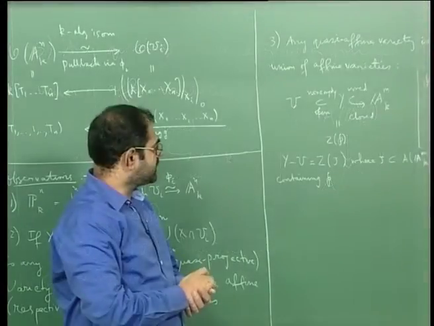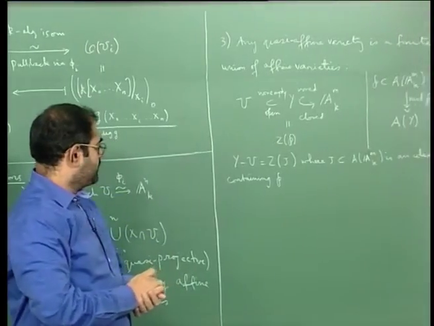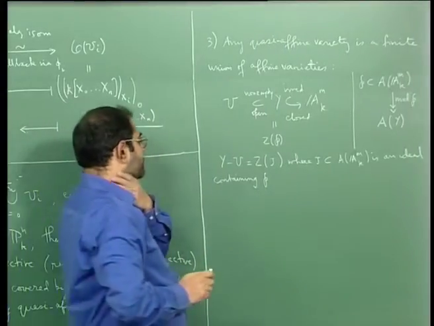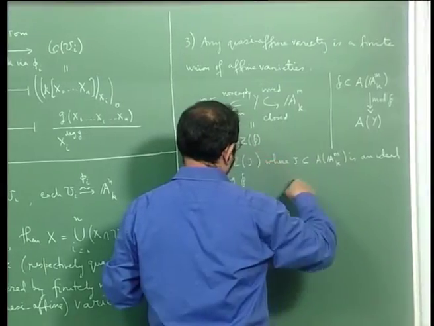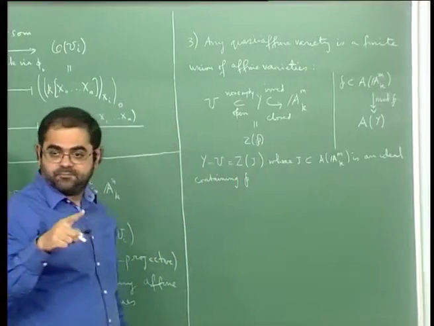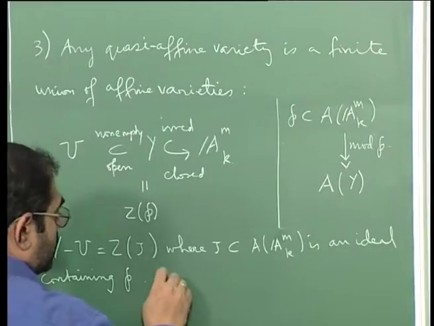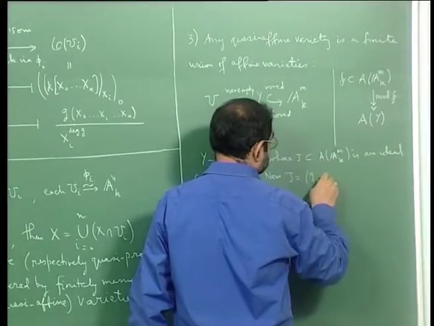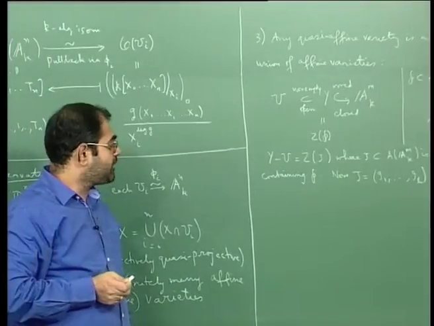It will be the 0 set of J, and if you consider it as a 0 set in the full affine space, of course J will be an ideal which will contain P, because Zj is contained inside Zp. Now J is generated by finitely many elements, G1 through GL.